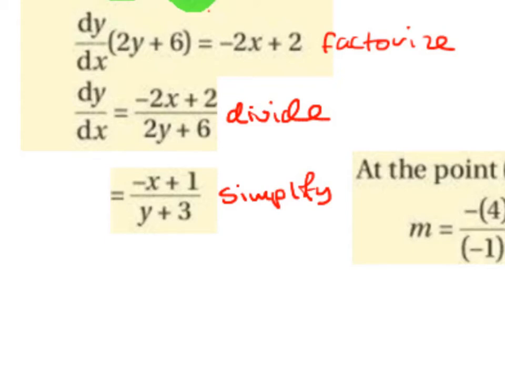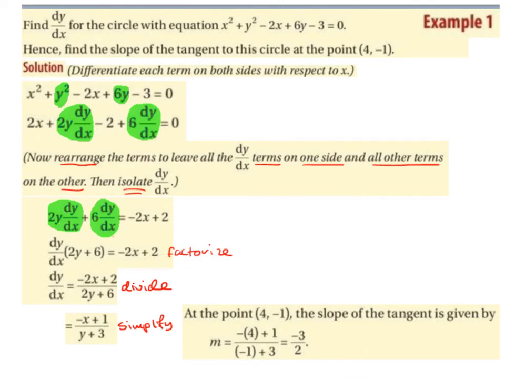Next, we simplify. So we can see we have a common factor of 2. So 2 can divide into all 4 terms, and that's important when we're simplifying. Since we have 4 terms, we have minus 2x, we have 2, we have 2y, and we have 6. In order to simplify or divide into the fraction, we have to divide each term by the same number. So minus 2x divided by 2 is minus x. 2 divided by 2 is 1. 2y divided by 2 is y, and 6 divided by 2 is 3. So dy/dx is equal to (minus x plus 1) over (y plus 3). So we found dy/dx.